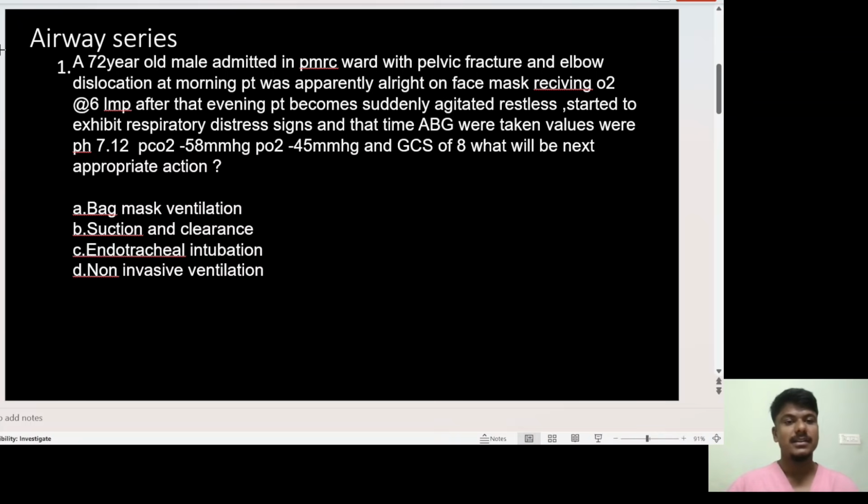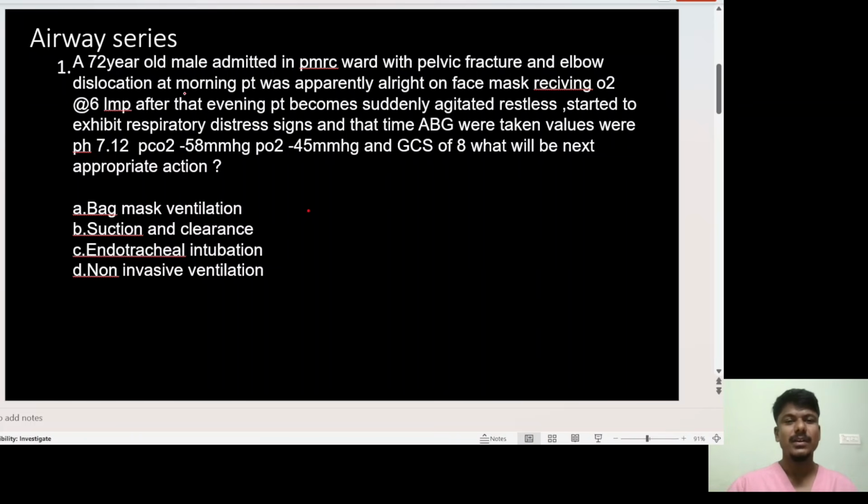we're having a 72-year-old male admitted in a PMRC ward with a pelvic fracture and elbow dislocation. Means the patient is having a long bone fracture and is an old age case. So your main focus is: the patient is old age, means immunologically weaker, and is having a pelvic fracture, a long bone fracture.